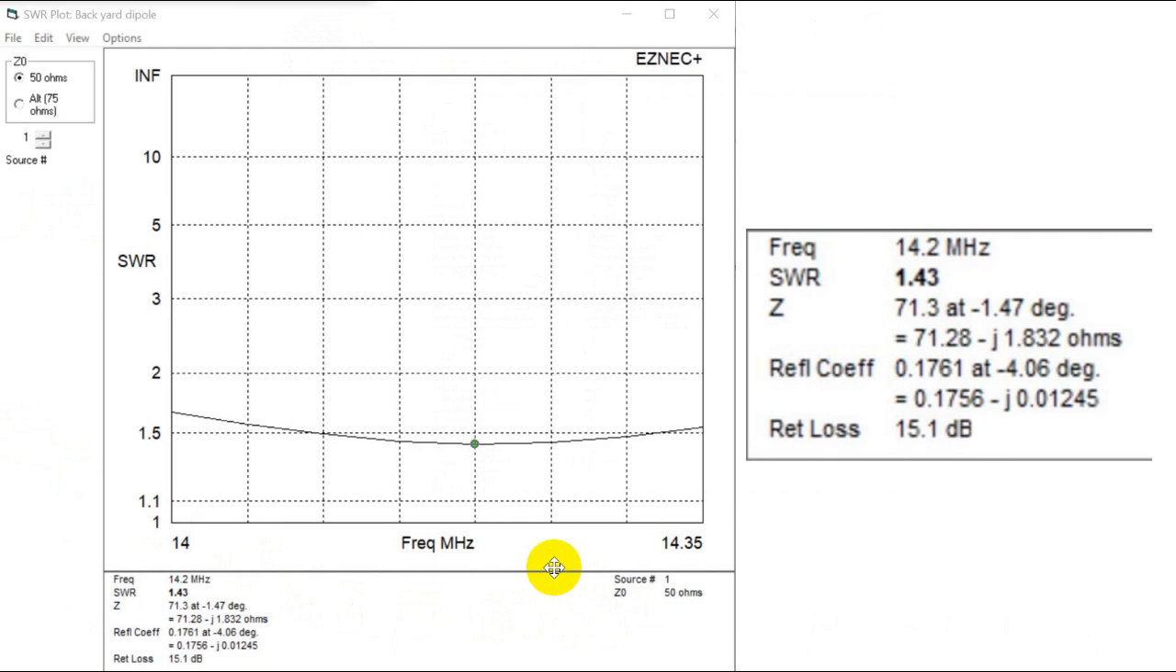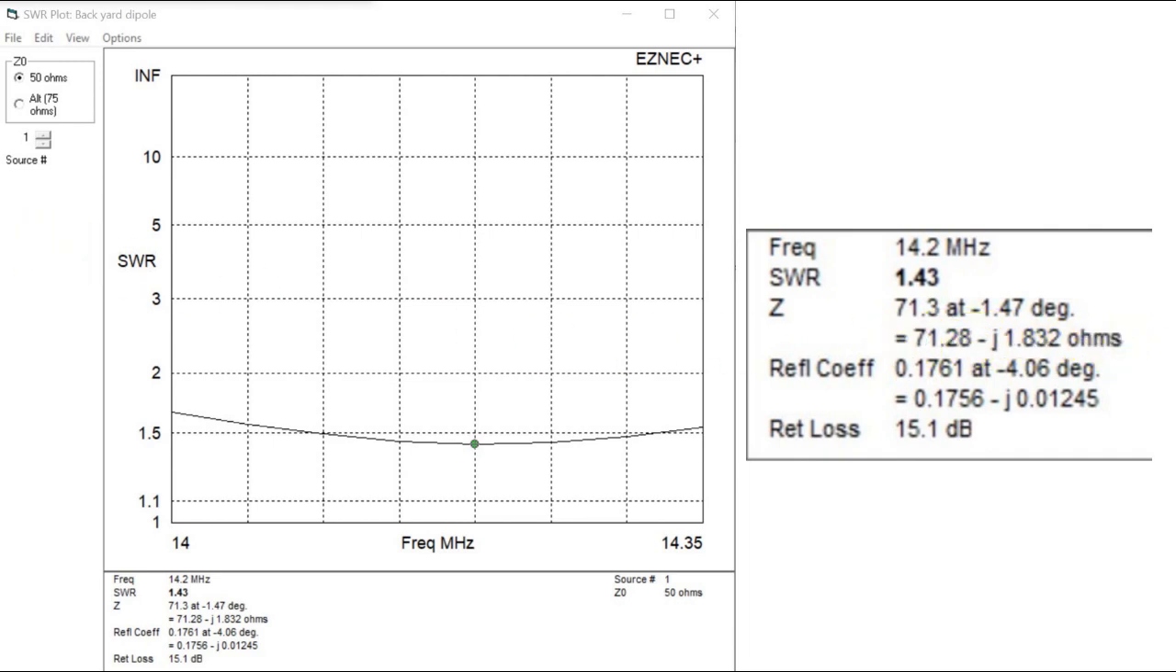First of all, it's a beautifully matched antenna. It's got a low SWR, 1.43 at 14.2 megahertz, and it's under 2-to-1 across the entire band. You could hook your transceiver up to this without any problem. Look at the input impedance right here. This is Z for impedance. It's 71.28 ohms, and the imaginary component is minus j1.832 ohms. Okay, so that's what that is.